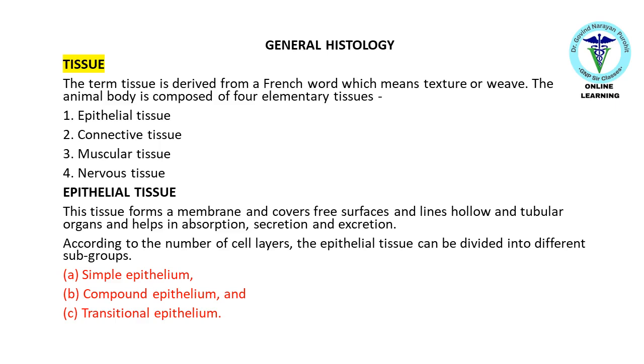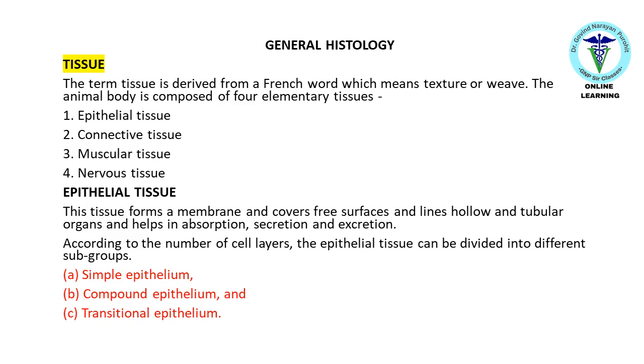First, let's understand what a tissue is. The term tissue is derived from a French word which means texture or weave. The animal body is composed of 4 elementary tissues. 1. Epithelial tissue. 2. Connective tissue. 3. Muscular tissue. 4. Nervous tissue.